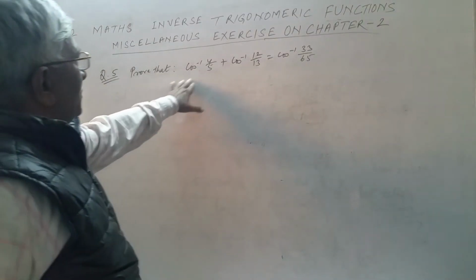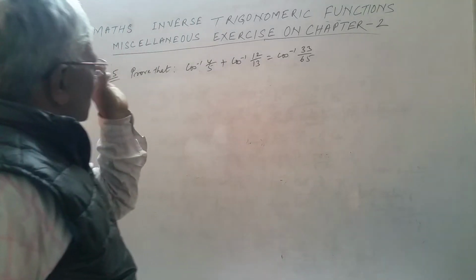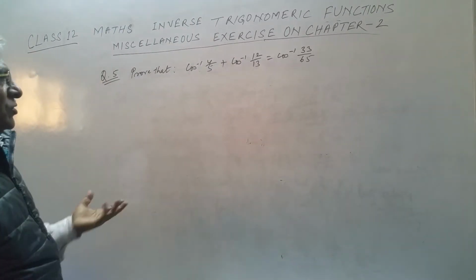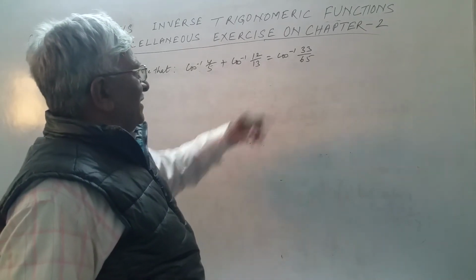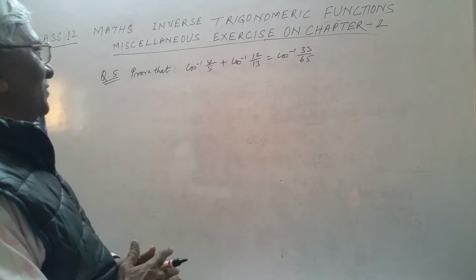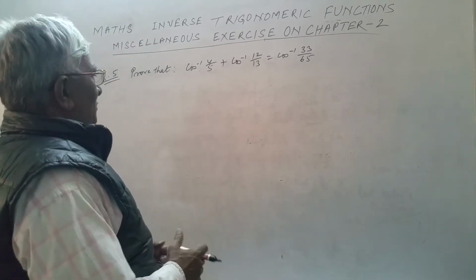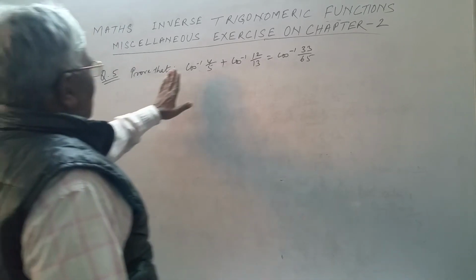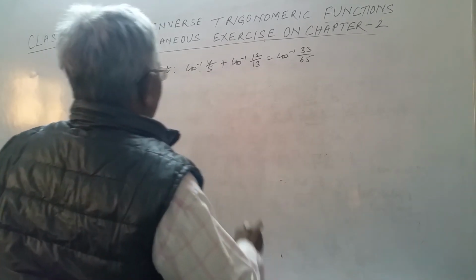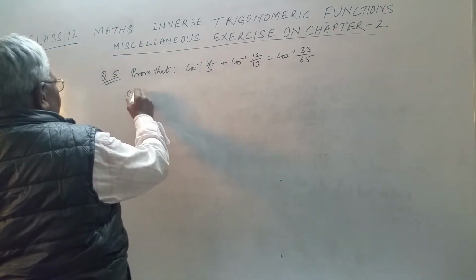Here cos, here cos, here cos. Then you need not go to the tan. By cos also you can solve this. If there was any tan in this, then you must go to tan for easy process and easy solution. Now cos inverse, both sides have coses. So let us do the same process.